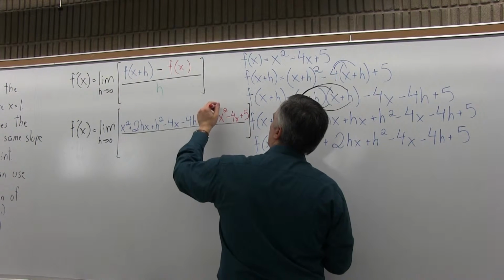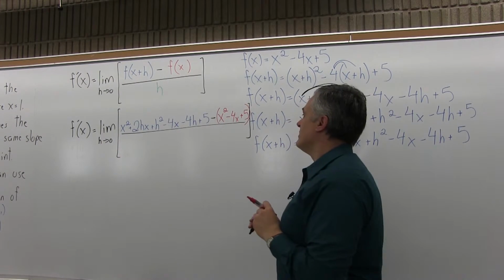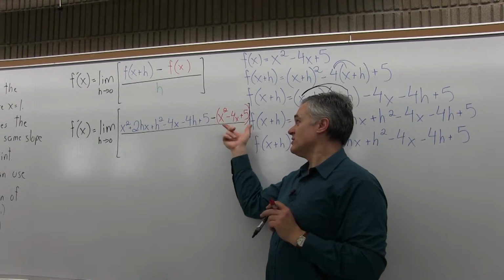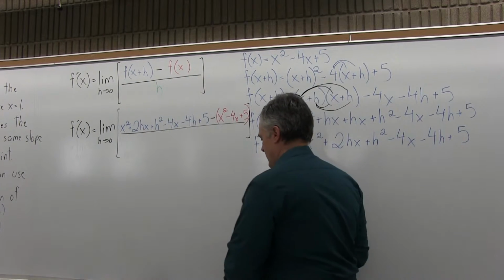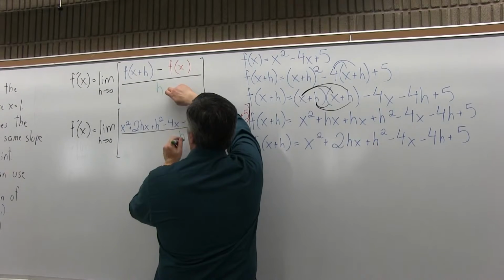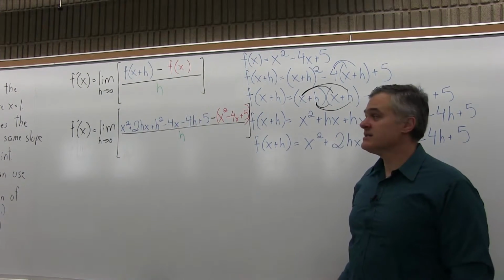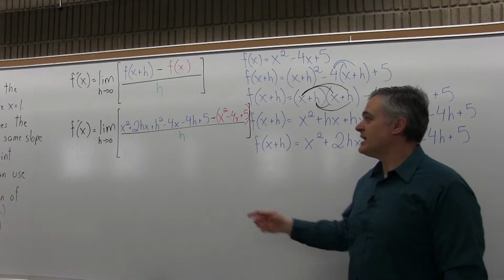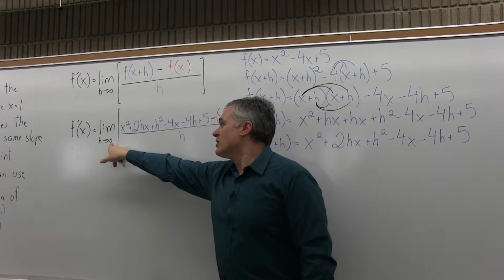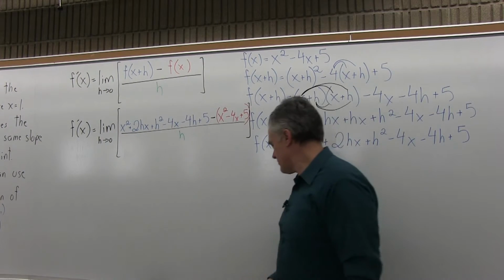And again, as you subtract off the f of x that I've written in red, to do it right, you really need to use parentheses so that you don't lose a sign. And then in the denominator, I just have h. So now I've filled out the formula for f prime of x. I have to take that limit as h approaches 0. And in order to let h run down to 0, I need to get the h out of the denominator.